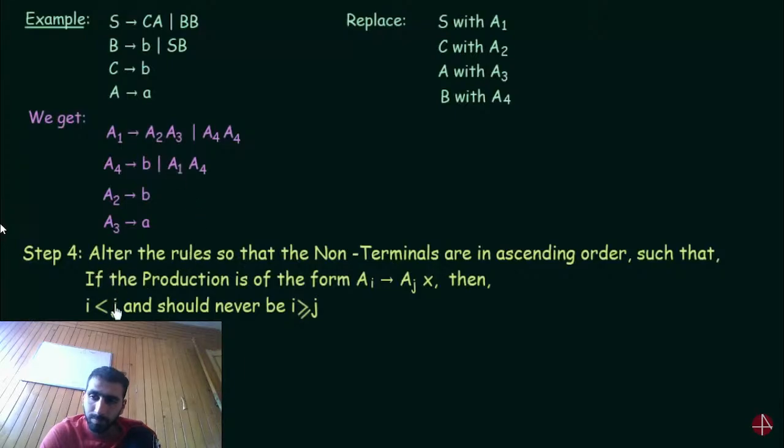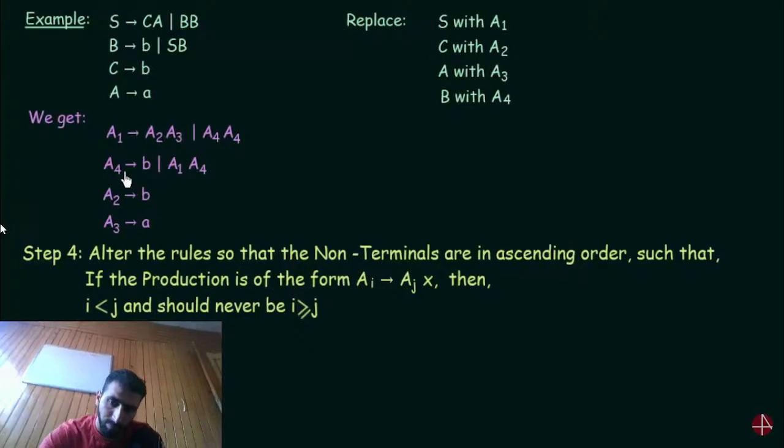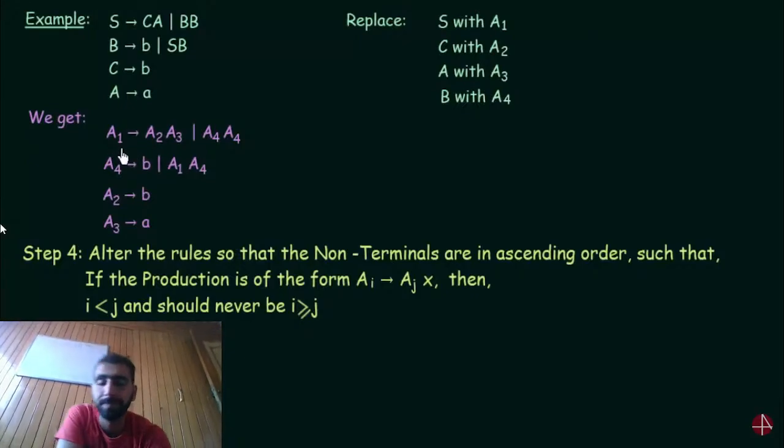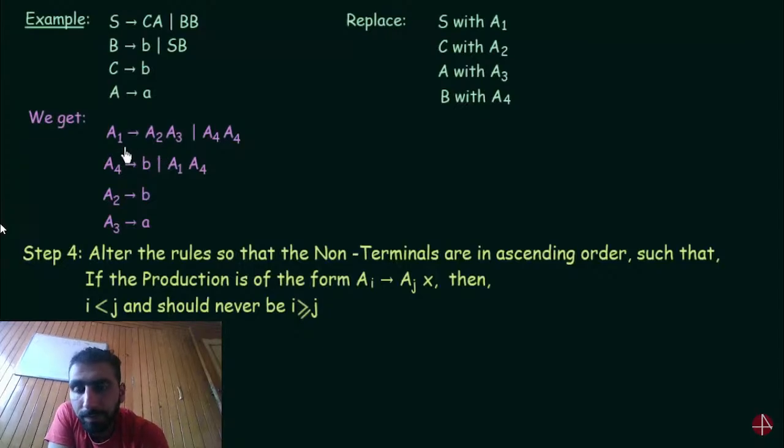So our rule says that i should always be less than j. It should always be in ascending order. So let us see if it is the case here or not. Here i is 1 and j is 2. i is definitely less than j. 1 is less than 2. So it is following the rule which is mentioned over here.